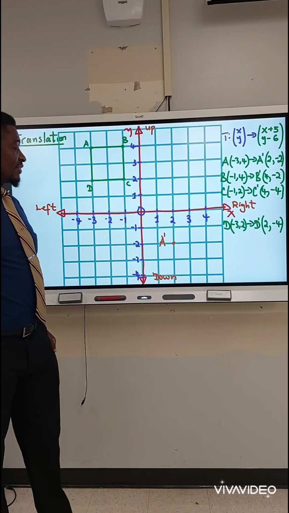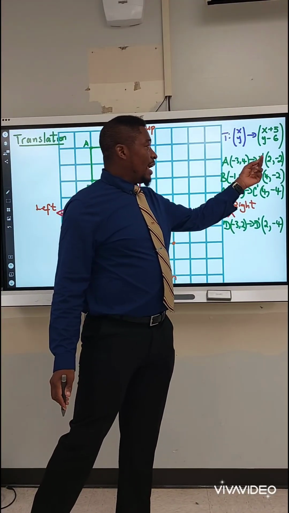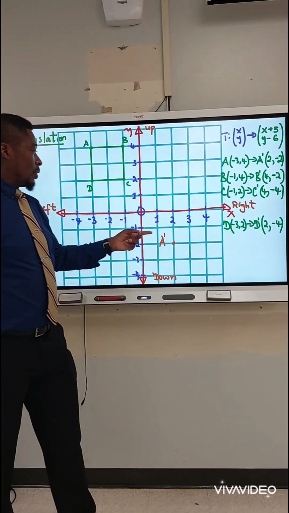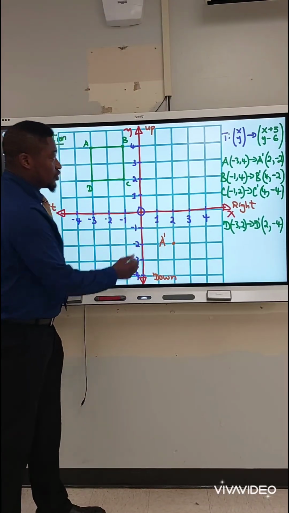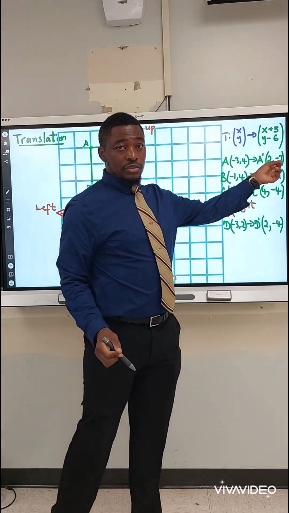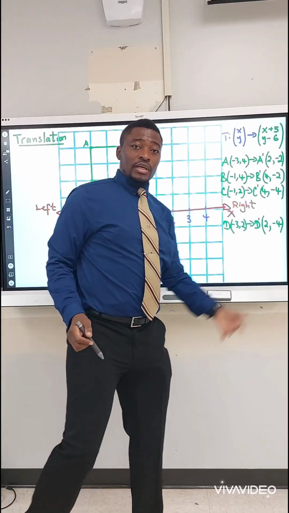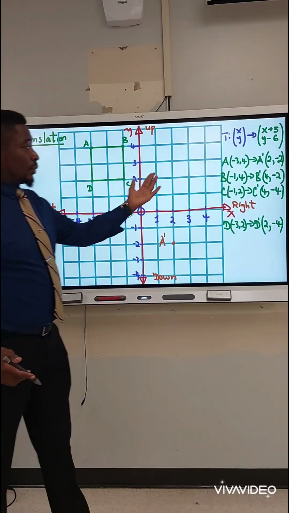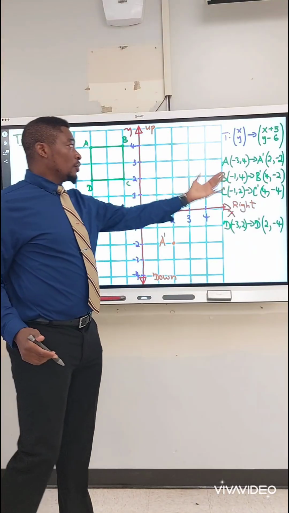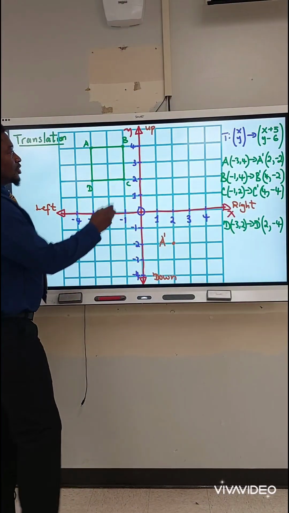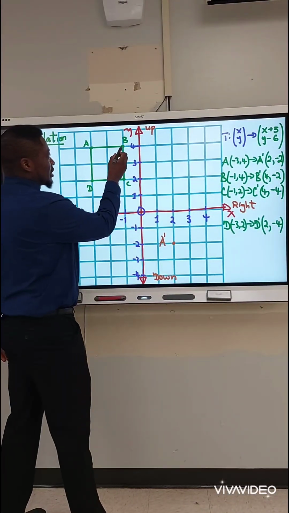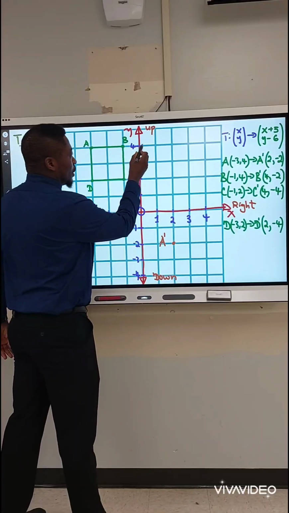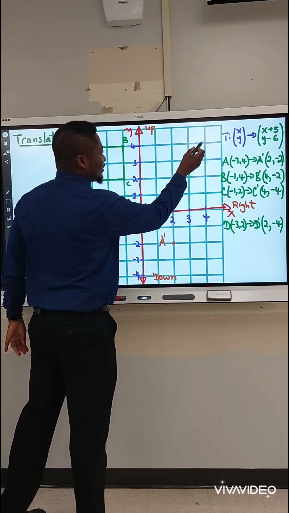Now let's see if that corresponds to our A prime using the translation rule. This point is 2, -2, and our translation rule here also says 2, -2. So we are doing the correct translation, and it should tie with either the translation rule or the coordinate grid. So let's go ahead and continue the translation. 1, 2, 3, 4, 5.